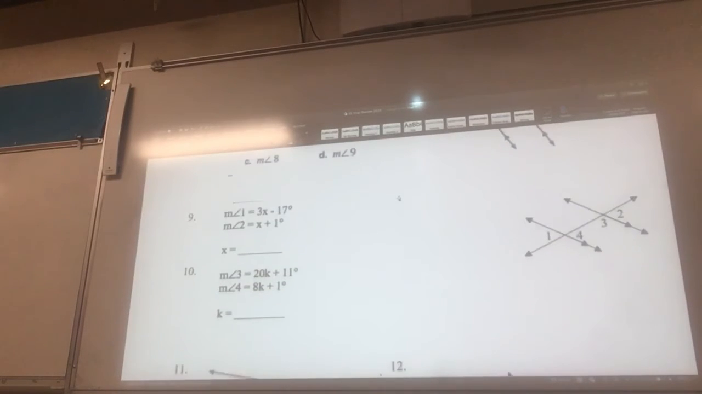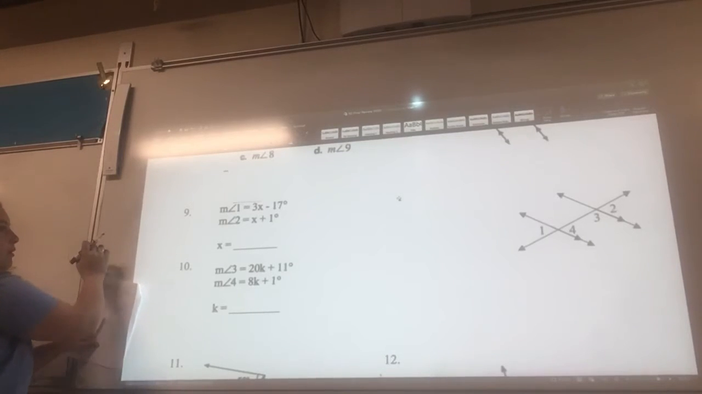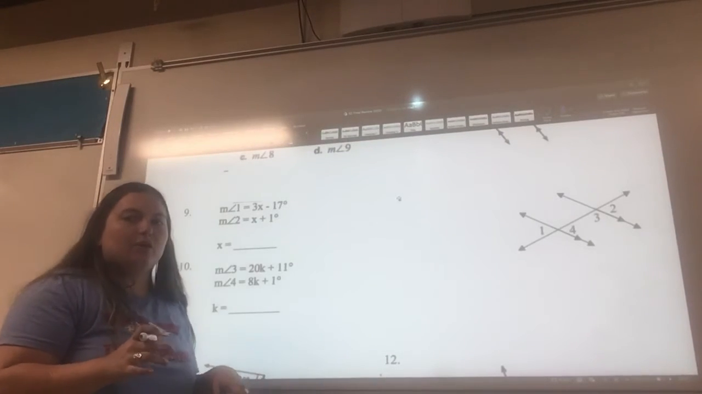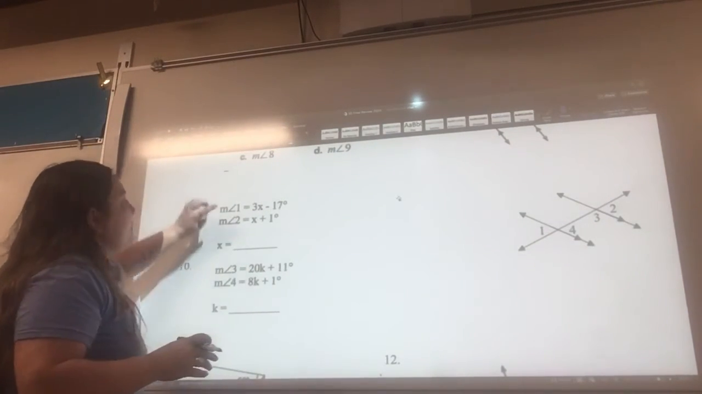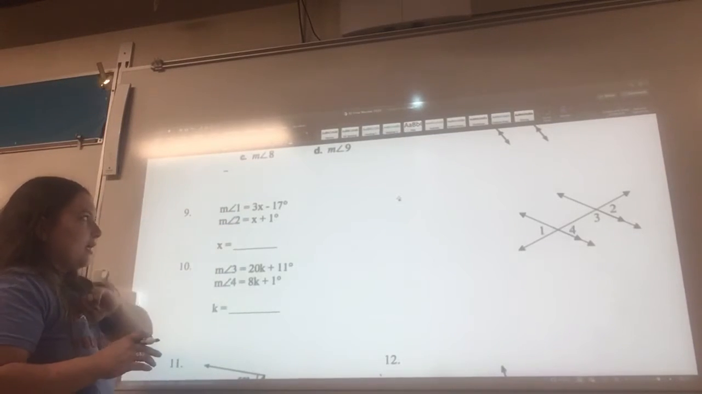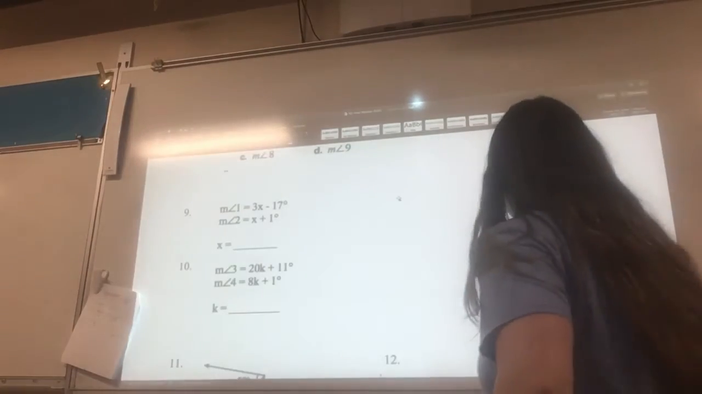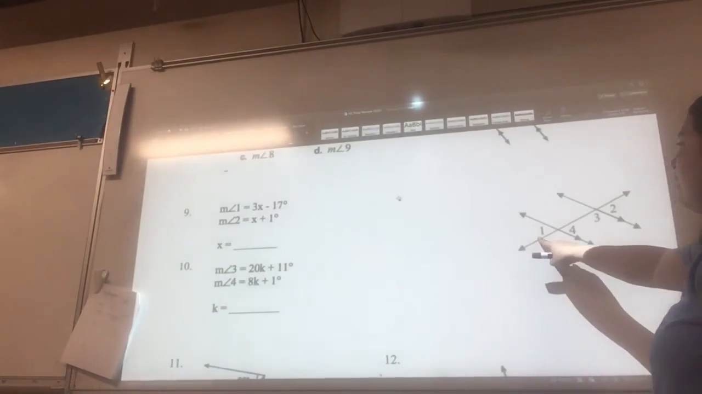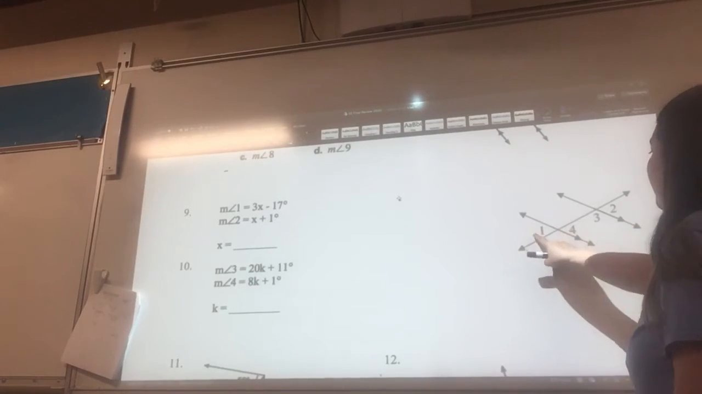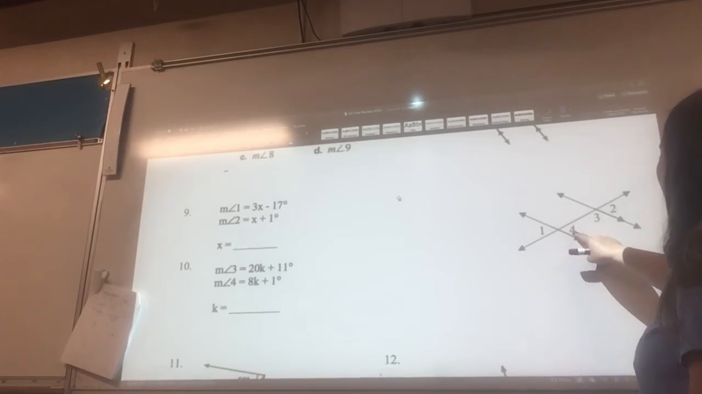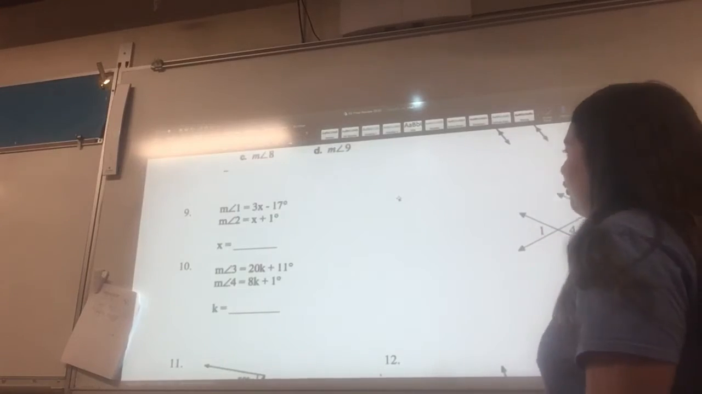Our next one I'm going to do with you is number 9 and number 10, just as a quick review. Remembering our transversals, corresponding, vertical, what they mean, what they equal. Number 9 says I have measure 1 and measure 2 equaling 2 things, and I need to find what x equals. So I go over to this picture. I see measurement 1 is over here, but measurement 2 is over here. So let's see how we could get there. We can see 1 and 4 are vertical, so those equal each other. And 4 and 2 are corresponding, so those equal each other. So 1 and 2 equal each other.